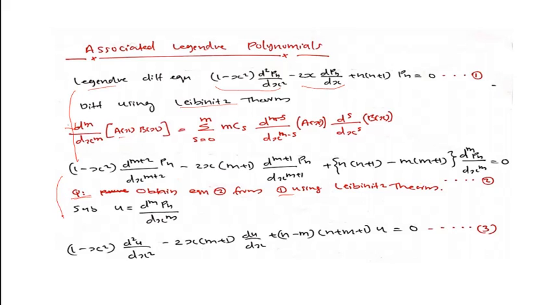Now here I am giving a substitution, that is u equal to d raised to m Pn by dx raised to m. If you substitute that, this equation will have d squared u by dx squared, this term will be du by dx, and this term d raised to m Pn by dx raised to m will be equal to u. And since this term is d raised to m plus 1, there will be a derivative, du by dx. So we got this equation.